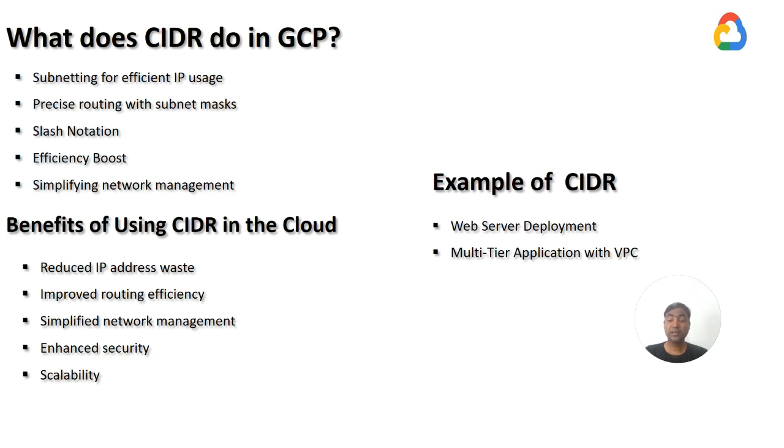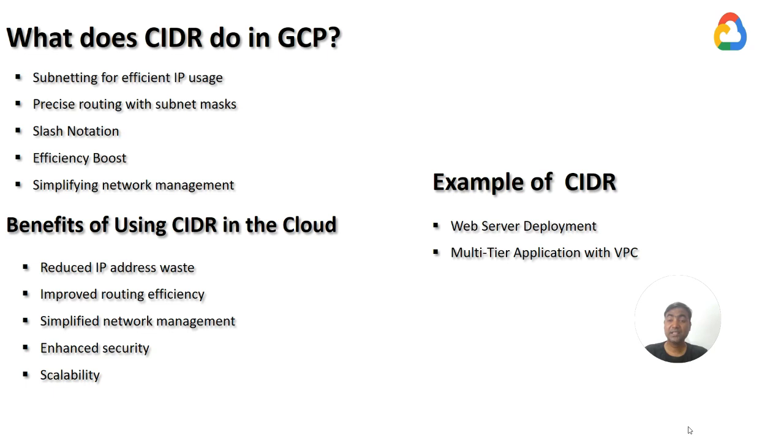Simplifying network management: with CIDR, you can easily create and manage subnets for various purposes within your GCP network. The simplified network administration allows you to segregate traffic, control access, and scale efficiently, creating new subnets as your network grows. Now you understand what CIDR does in GCP.